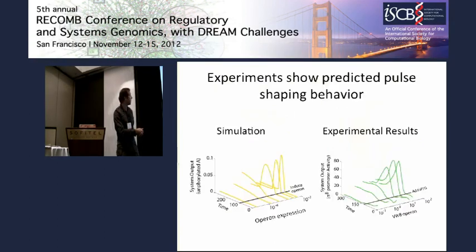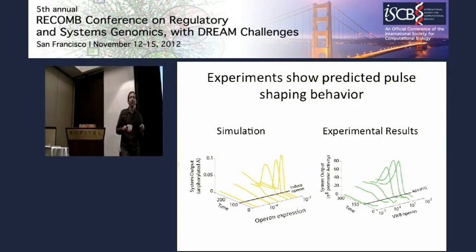This makes predictions that you can test directly experimentally. As we vary the level of expression of the operon, we expect to see at first the system should turn on and stay on, and then later at stronger values of operon expression, it should turn on, pulse, and turn off again. And indeed, you get very similar behavior in the simulation and the experimental results. Okay? So that suggests that this really is the pulse generation and termination mechanism.